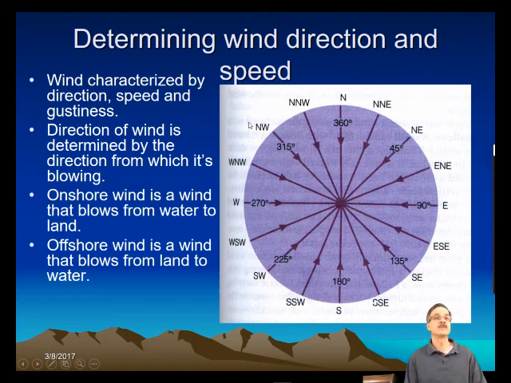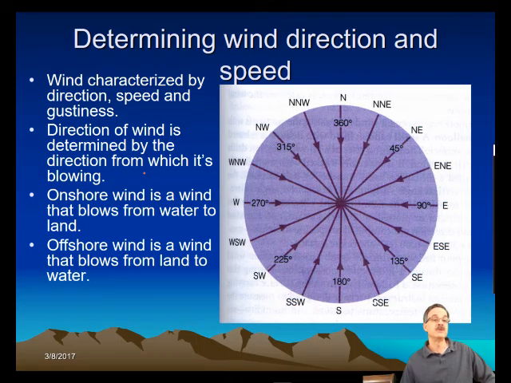All right, so how we determine direction is these compass headings. We characterize wind by three factors: the direction, its speed, and its gustiness. Gustiness is how its speed can change over time. Wind direction is determined by the direction from which it blows. Just like in this compass reading, the arrows go from the north to the center or from the east to the center. So an easterly wind comes out of the east and flows towards the west.